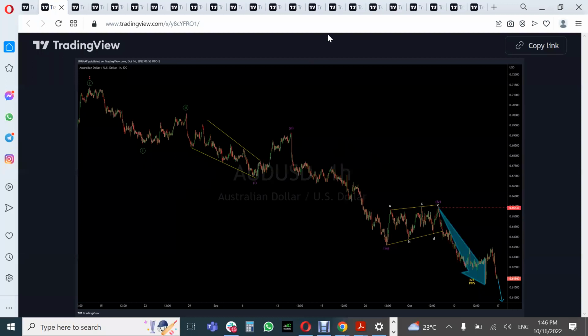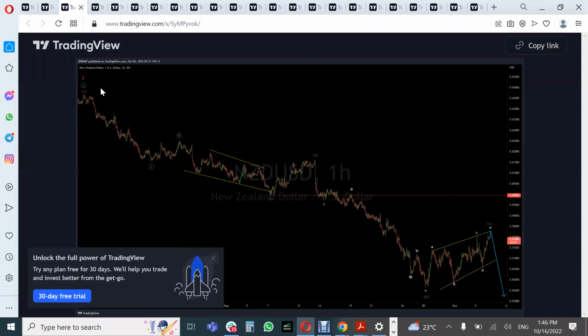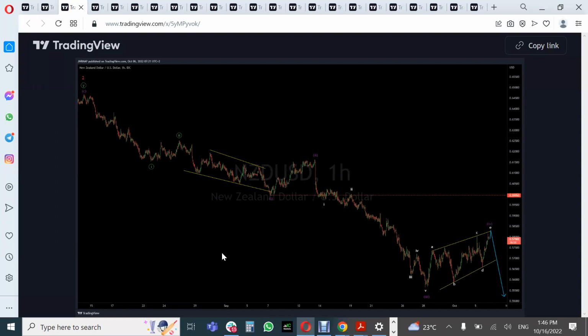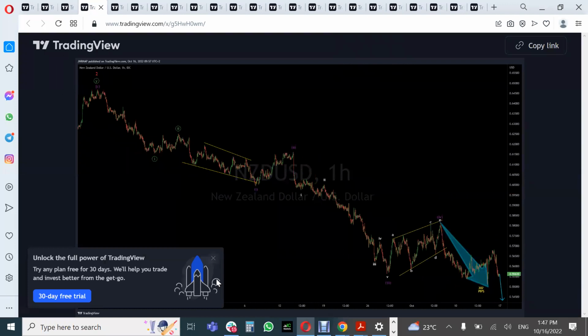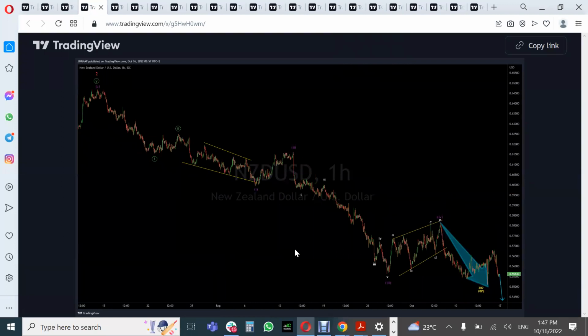So anything against the US dollar should be weak. That's why even New Zealand US dollar, a classic case of a pullback in a triangle format, 1, 2, 3, 4, 5, and then just like Aussie US dollar, we expected that it will continue to the downside. Another 302 easy pips, painless, as you can see there with New Zealand US dollar.